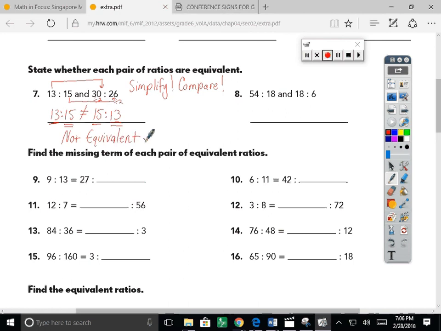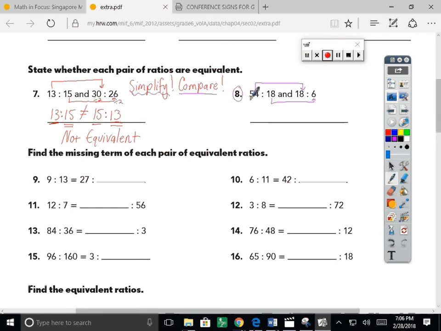I want you to try the same strategy for number 8. So again, we're trying to figure out if these might be equivalent ratios. So one way to do that is to see if there's a way to go from 54 to 18 and using the same rule to go from 18 to 6. I think that might be a good strategy for this one. Or we can do exactly what we tried a minute ago. Let's simplify and then compare.